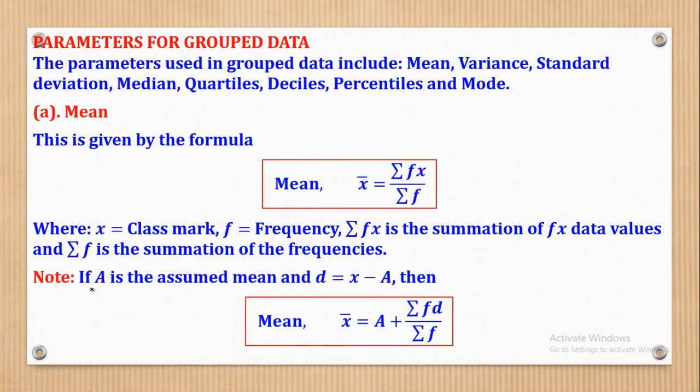Sometimes they can give you an assumed mean. If a is the assumed mean, it implies the deviation d will be got by x minus a, and therefore your mean will now be a plus summation of fd over summation of f. It is no longer a summation of fx, it is now fd.